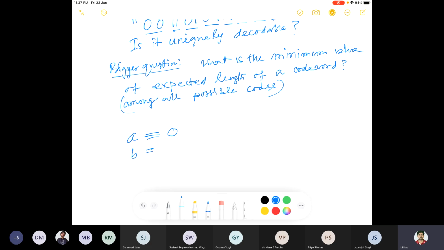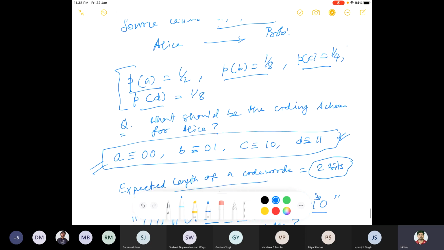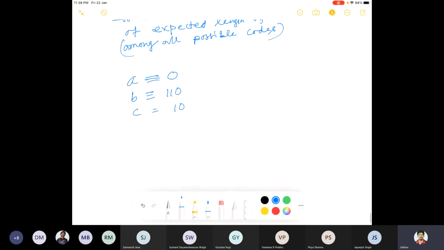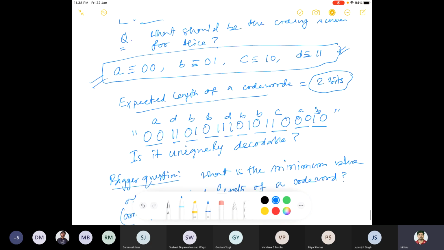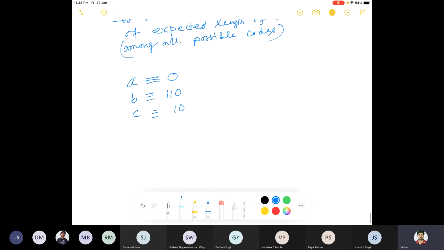B, let's say 110. C, let's say 10, because C is the next. So this probability is 1/4, so I'll use 2 bits for C. For B, because B is less likely to happen, its probability is 1/8, B and D. So for B, I use a 3-bit code word 110, and let's say D is equal to 111.